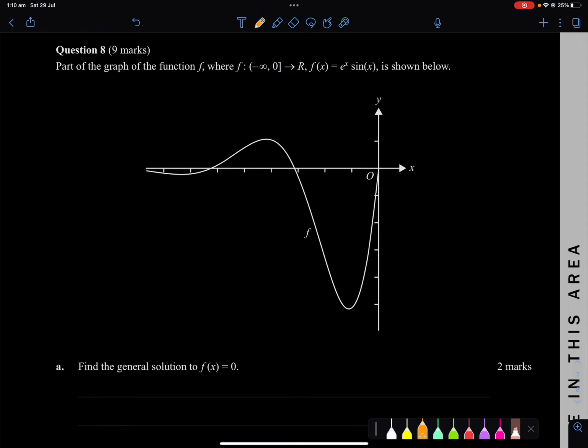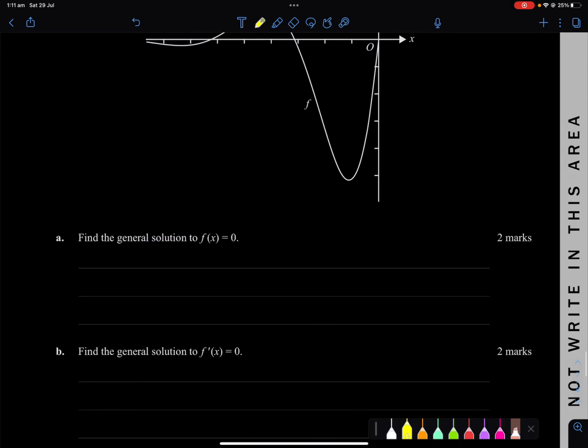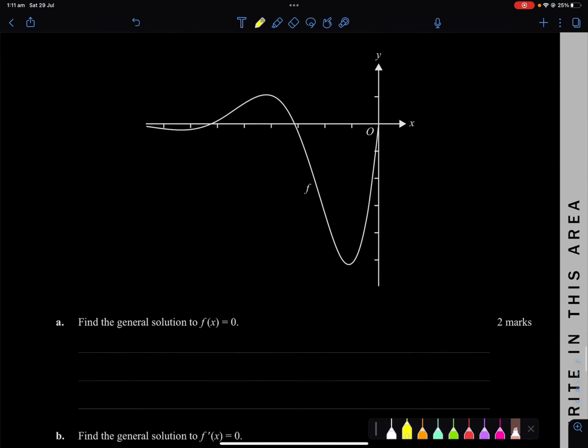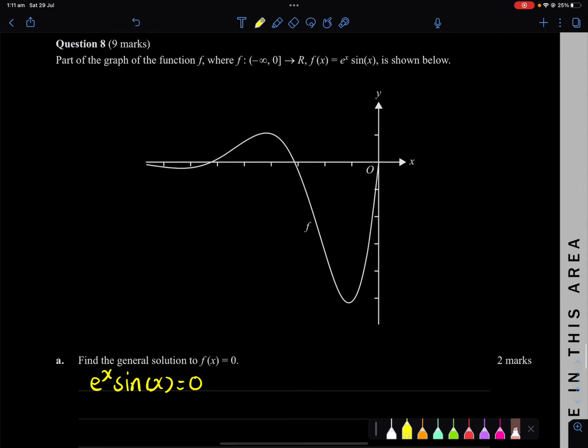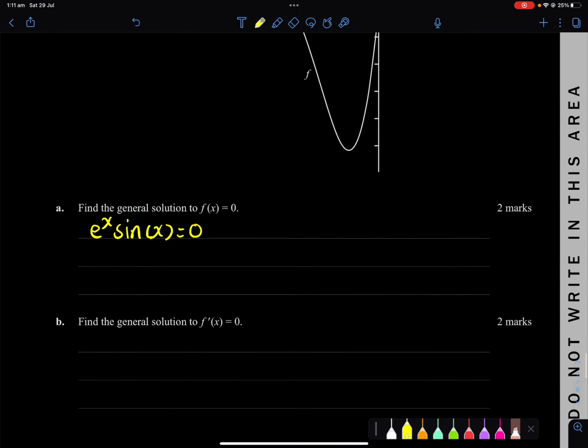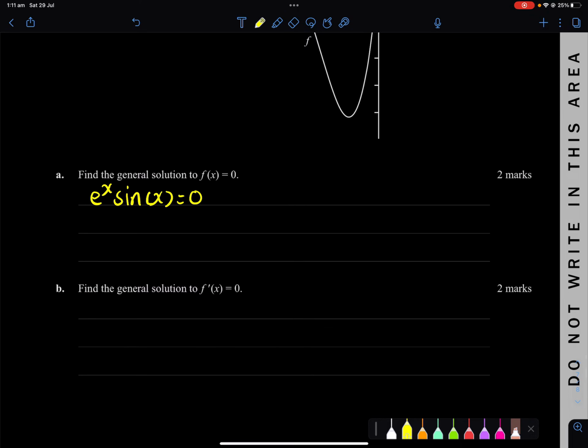Question 8. Part of the graph of function f from negative infinity to 0 of f of x is this. Find a general solution to f of x equals 0. So we're saying e to the x sine x equals 0. We know that e to the x cannot equal 0, so it's just sine x equals 0.